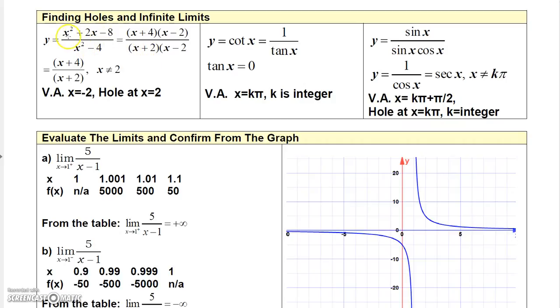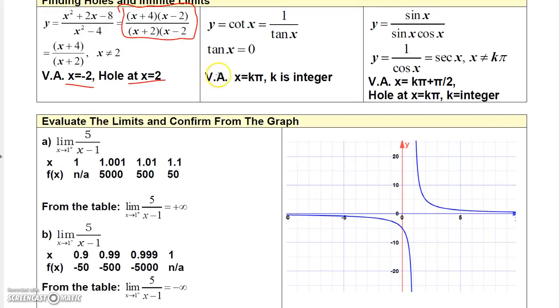So for this problem, I'm going to factor it. It actually factors into (x plus 4)(x minus 2) over (x plus 2)(x minus 2). Well, if x is -2, the denominator is 0, but the numerator is not, so I'm going to get a vertical asymptote. But at x equal 2, the denominator is 0, and so is the numerator, so I'm going to get a hole.